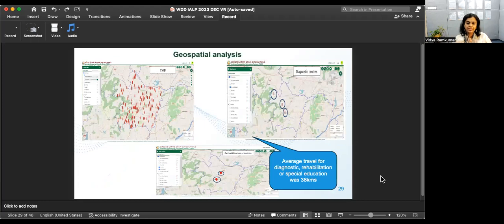Parallel to this qualitative assessment, we also did a geospatial analysis to exactly see what is the spread of existing children with disability between 0 to 6 years based on government records. And then what is the spread of available diagnostic centers for disability and available rehabilitation centers. Now, these are just centers in terms of buildings, but that doesn't mean that they will be staffed, and that we looked at separately. But what we found was that on an average, they were traveling about 40 kilometers to be able to even reach a place that offered any service for a child with disability.